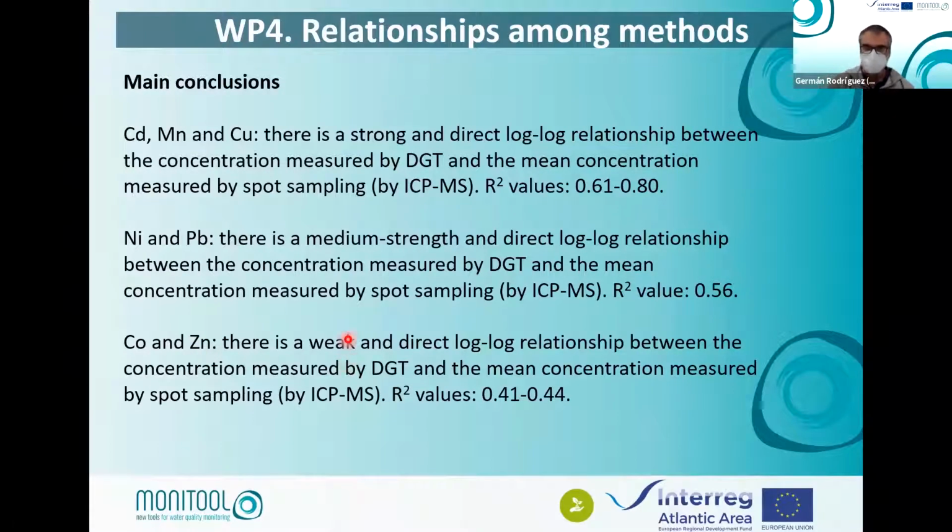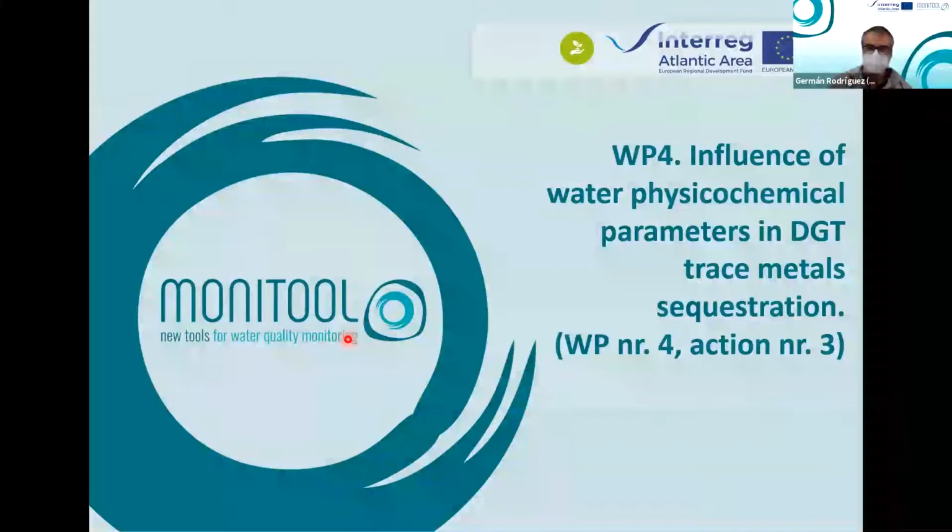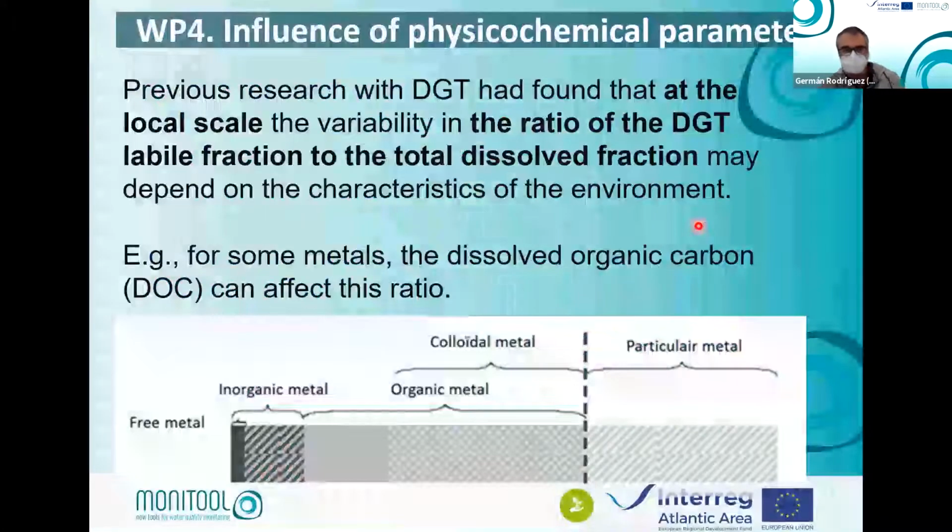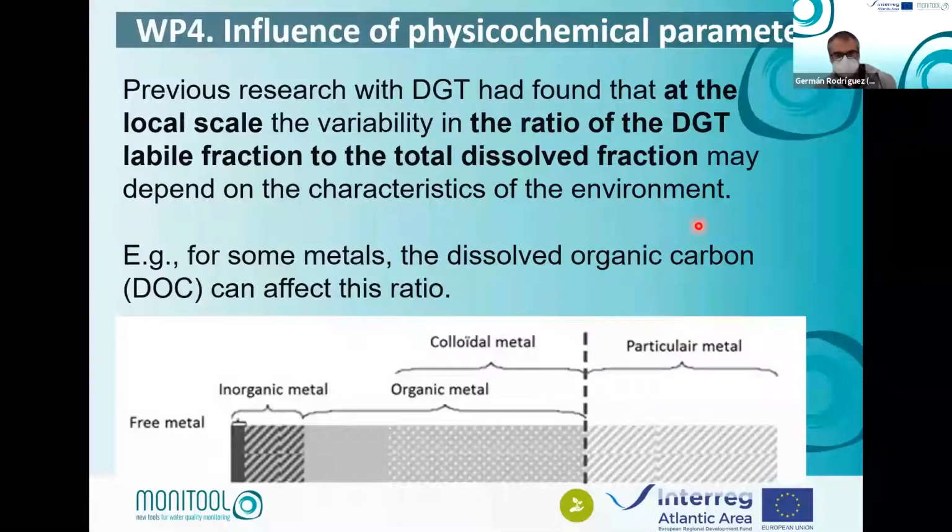Okay, this is the first part of the presentation, and I want to explain a very brief synthesis of the relationship between the physical-chemical parameters and the relationship between both methodologies. Previous research with DGT has found that at local scale, the variability in the ratio of the DGT labile fraction to the total dissolved fraction might depend on, or can be explained by, the characteristics of the environment.